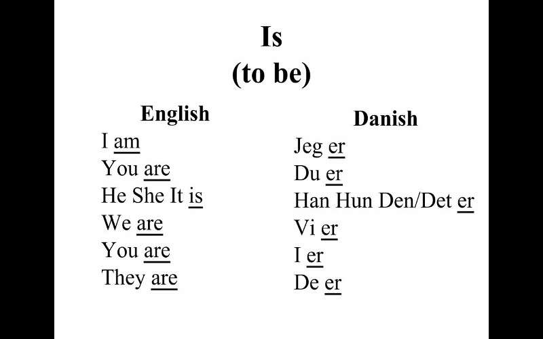This is one of the very few times I get to say that things are much more simple in Danish. In Danish, is doesn't change at all. Am, are, is will always be er in Danish. Jeg er, du er, han, hun, den eller det er, vi er, I er, de er.